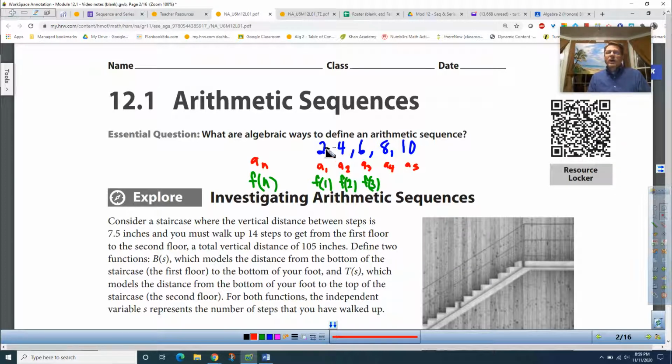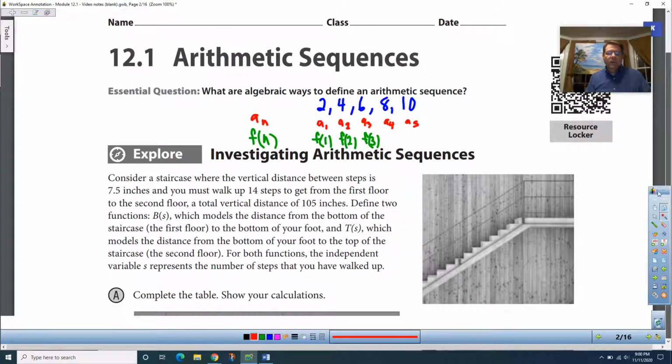This is not just a list of numbers where you're starting with the first one. We're talking about a set of steps, where it only makes sense that the floor is step 0, and then the first one you put your foot up on is step 1. That just kind of makes sense, and that's why they picked this to begin with. They've got a little picture of some steps there.